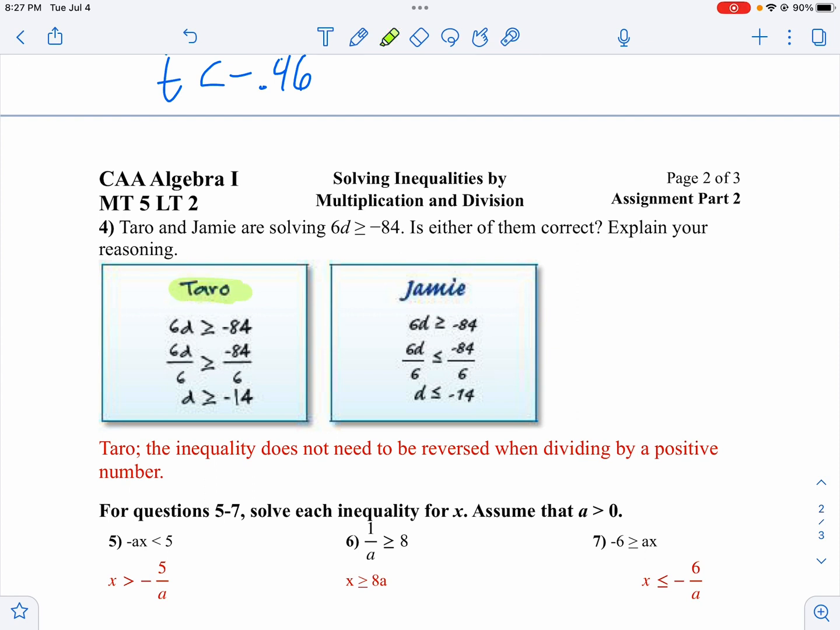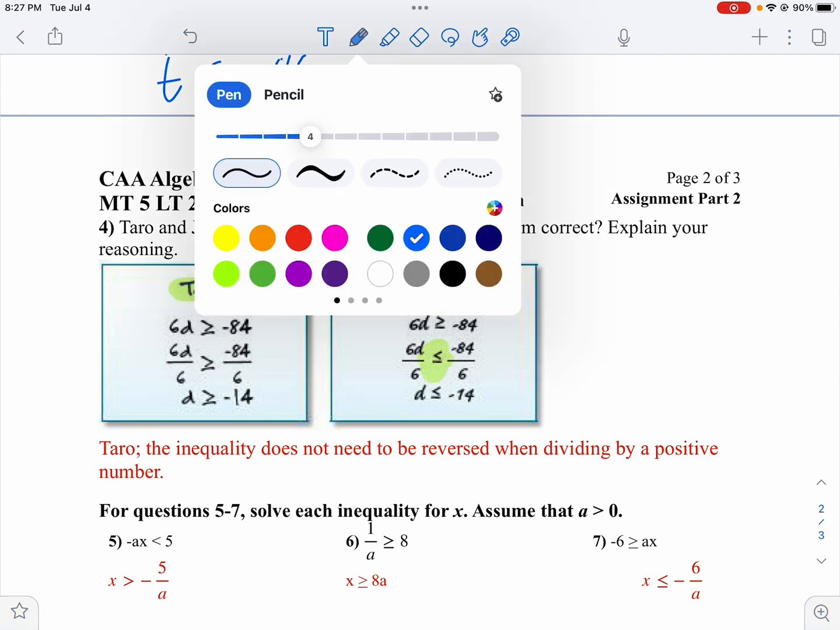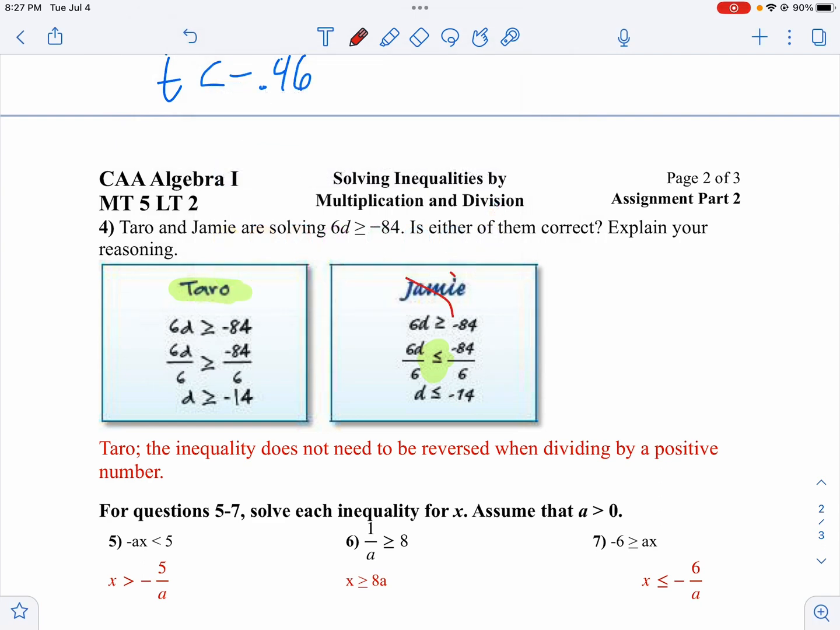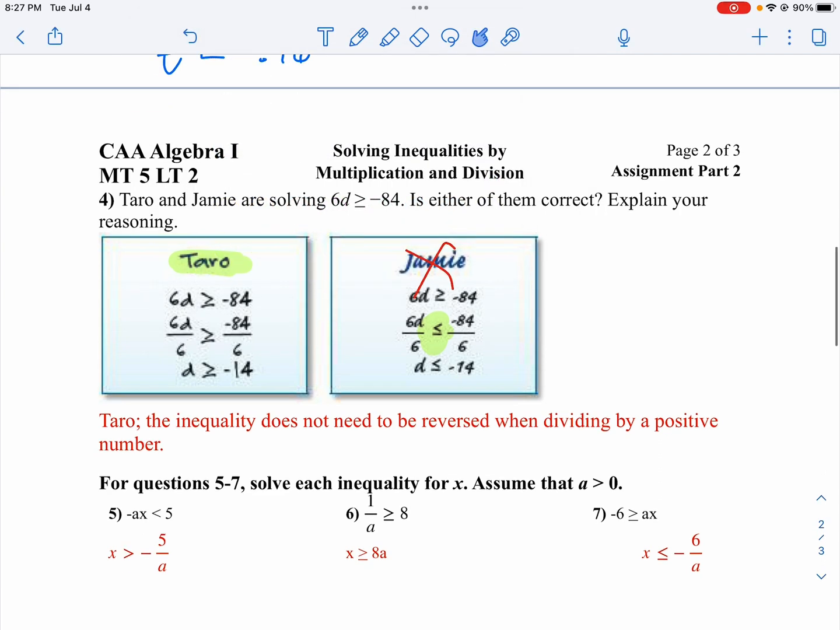Maybe they're both correct. Let's take a look at Jamie. So Jamie divided by 6, and she got negative 14. What did Jamie do differently? She flipped the inequality here, didn't she? So you can't flip the inequality when you're dividing by a positive. So Jamie is incorrect. Taro is the only correct answer you should get.